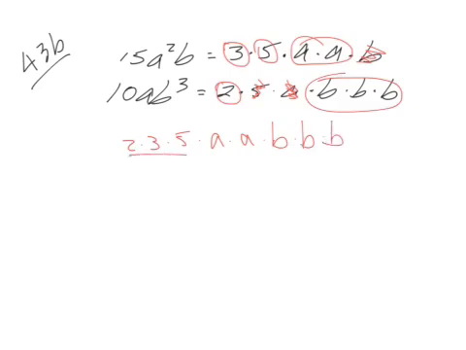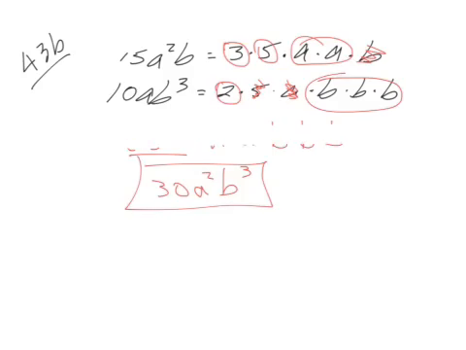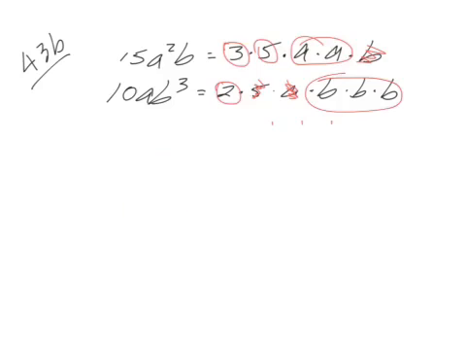So 2 times 3 is 6 times 5 is 30. A times a is a squared. 3 b's is b cubed. And that ends up being our least common multiple there. And I will show you a couple shortcuts down the road, but at this point I want you to get used to seeing how this is done. Okay, so let's keep going with some more examples here.